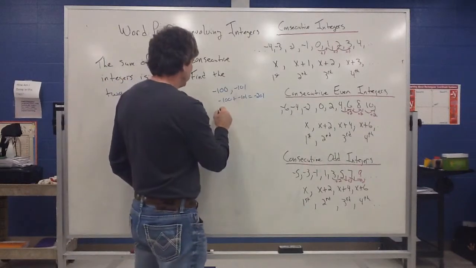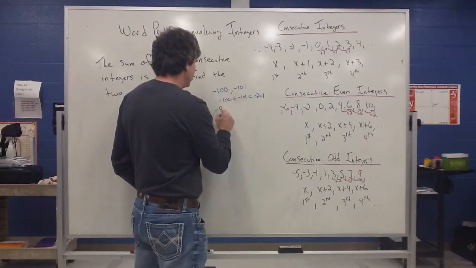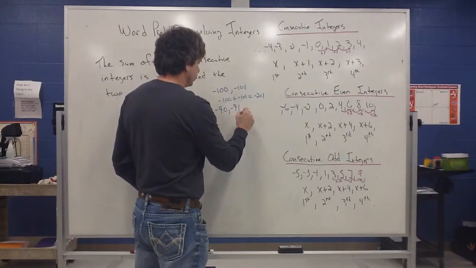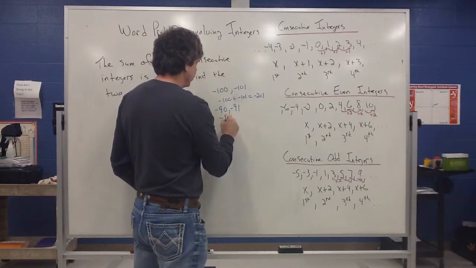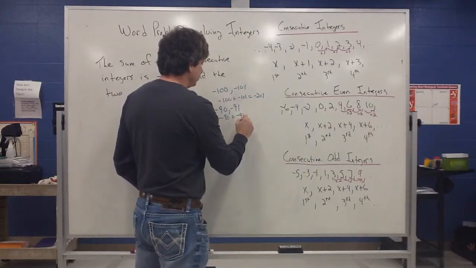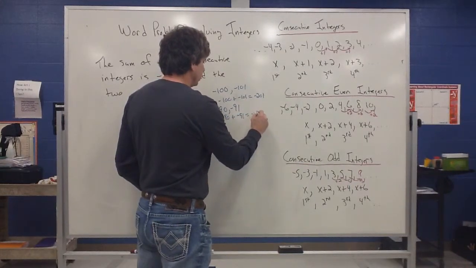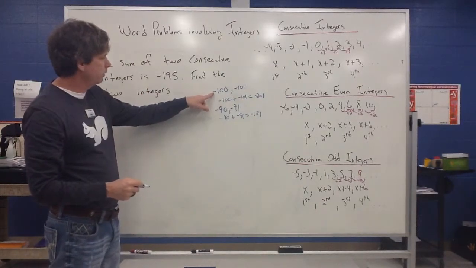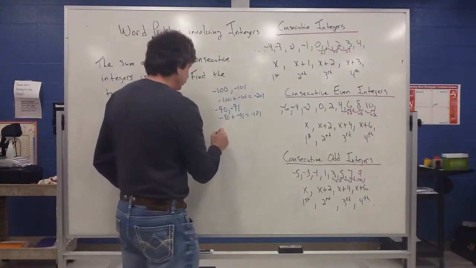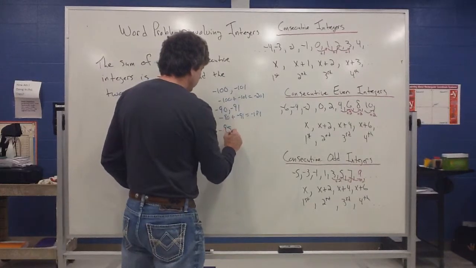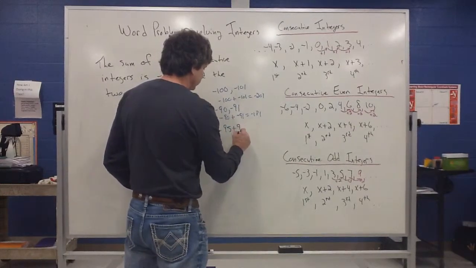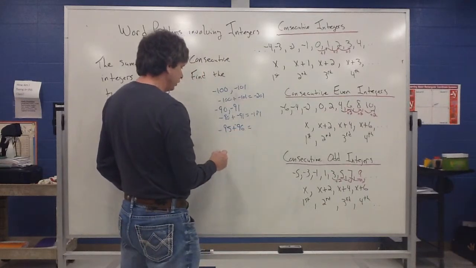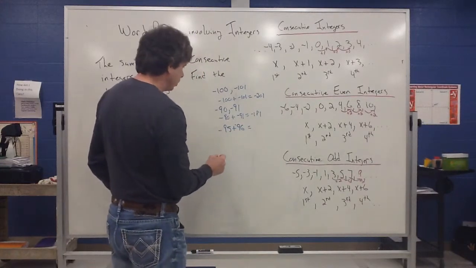So if I drop down to, say, negative 90 and then negative 91, negative 90 and a negative 91, that's negative 181. That's too small. So it's got to be somewhere between negative 100 and negative 90. So let's try a negative 95 and a negative 96. Negative 95 and a negative 96, that looks like that's going to be a negative 191.